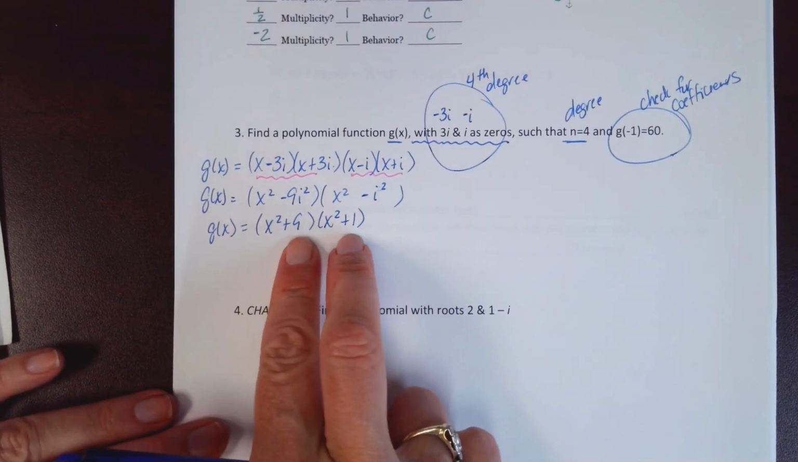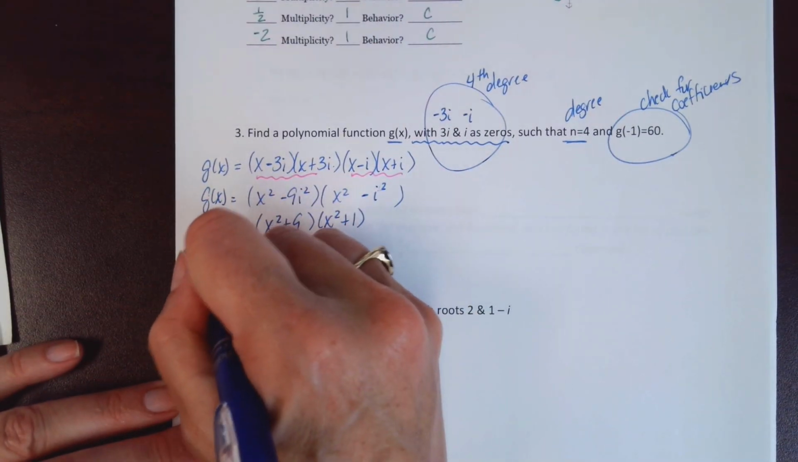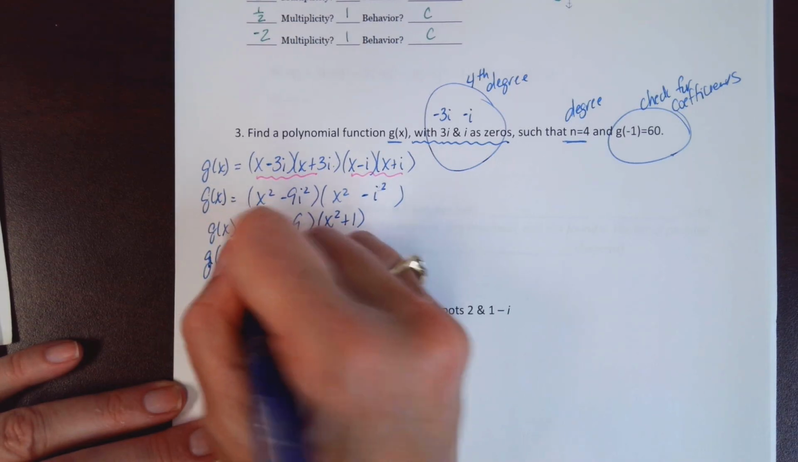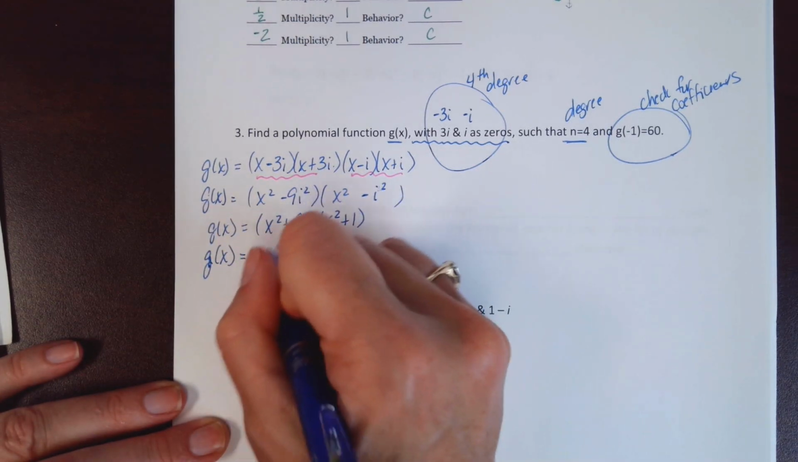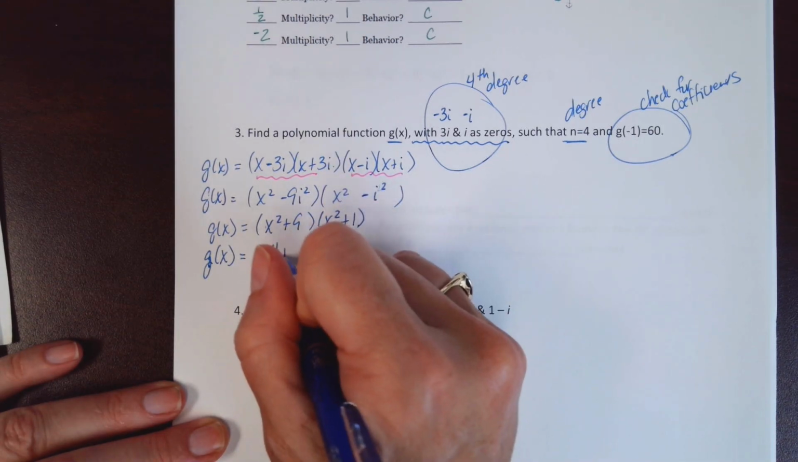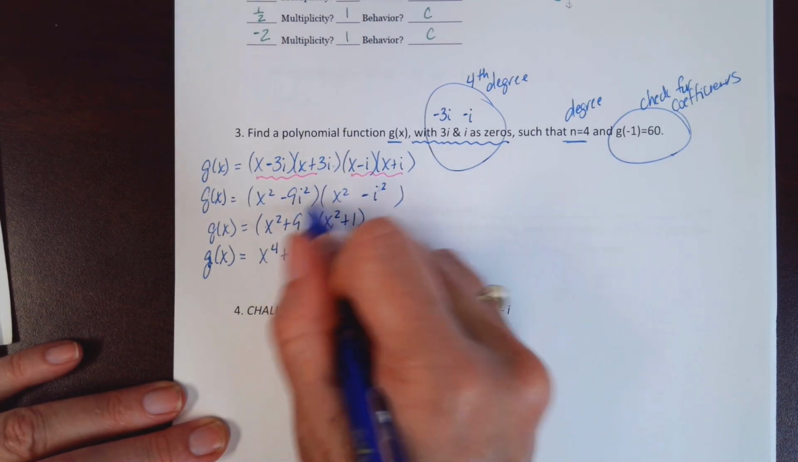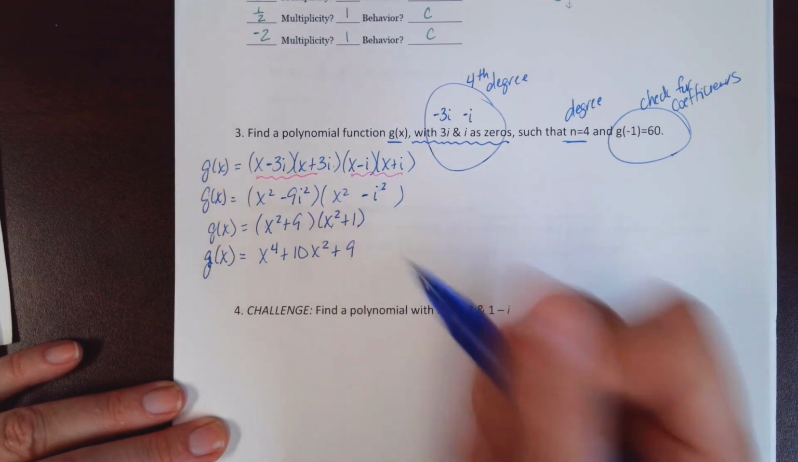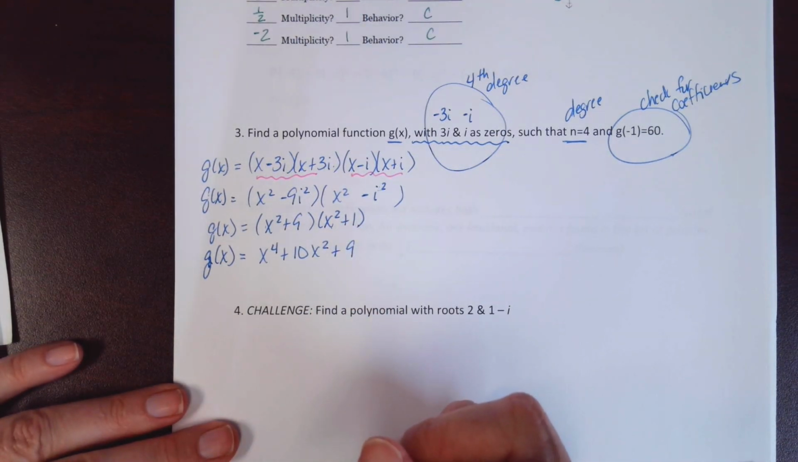And now I need to FOIL these two together. I'm getting lots of practice with FOIL. x squared times x squared is x to the 4th. This gives me 1x squared, and 9x squared is 10x squared. 9 times 1 is 9. So that's my proposed function right there.